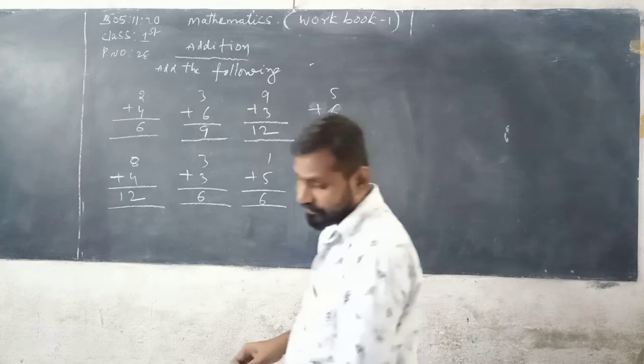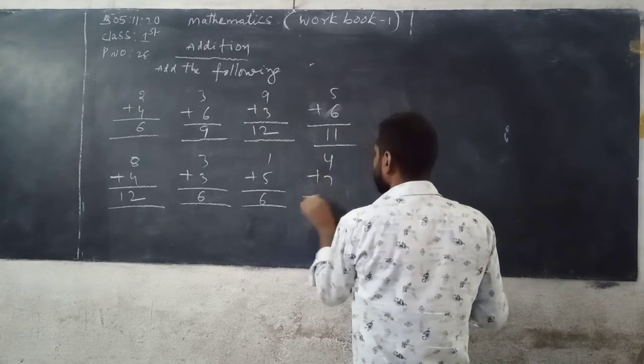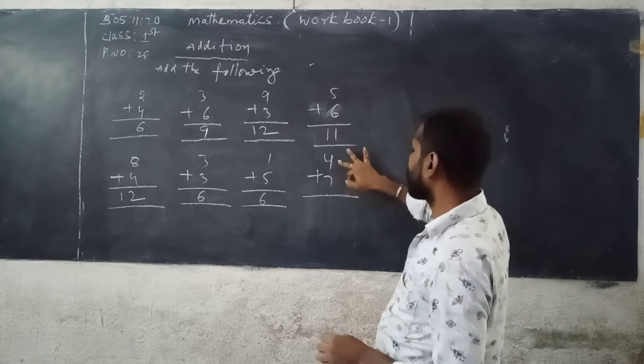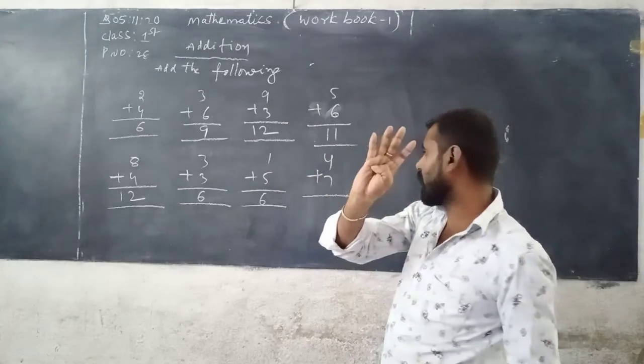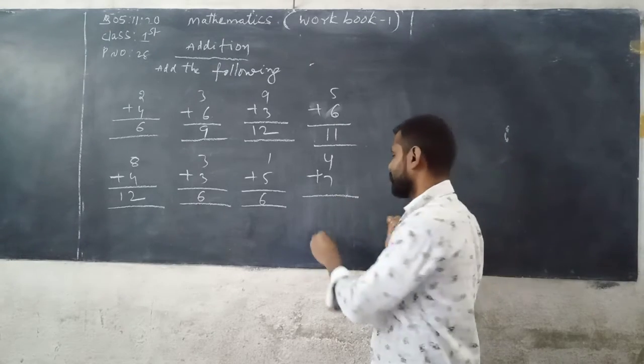Now next, 4 plus 7. Keep 7, the bigger number, in your mind and take 4 fingers in your hand. You can count 7, after 4 fingers, 8, 9, 10, 11.